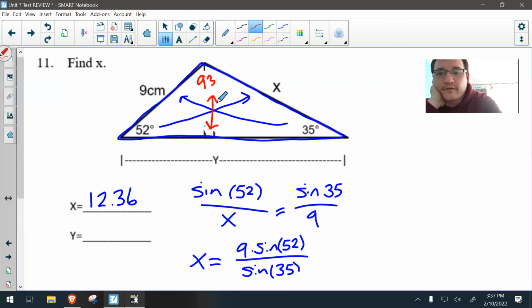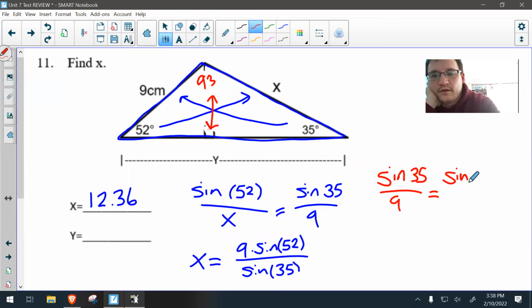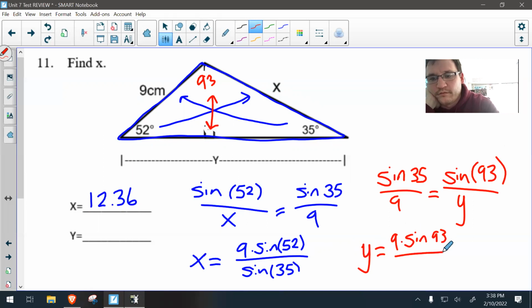Let's just use the 35 on that. So we can say the sine of 35 degrees over 9 equals the sine of 93 degrees over y. All right, same process. Cross multiply and divide. So we're going to get 9 times the sine of 93 divided by the sine of 35.